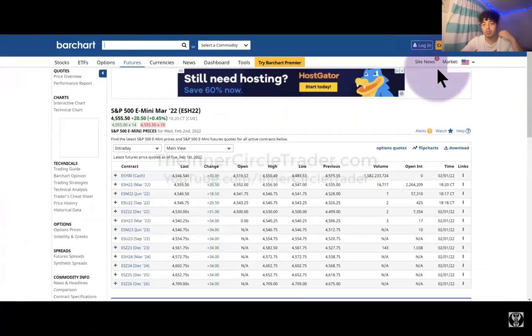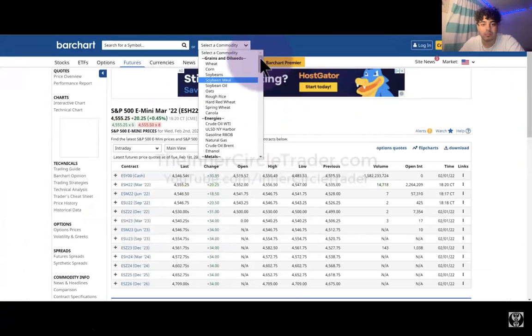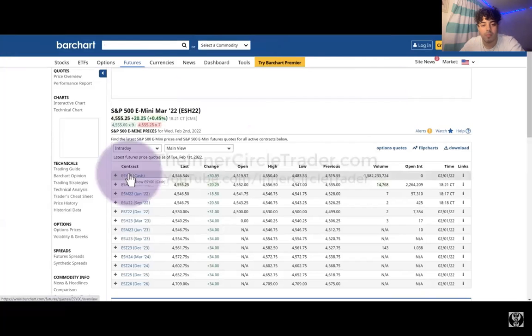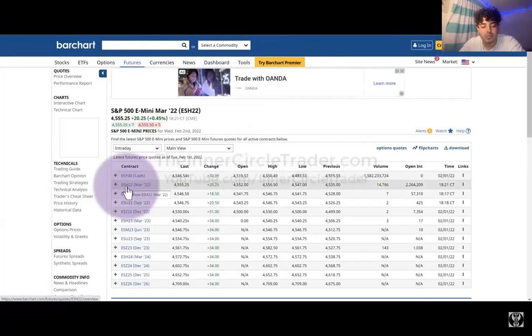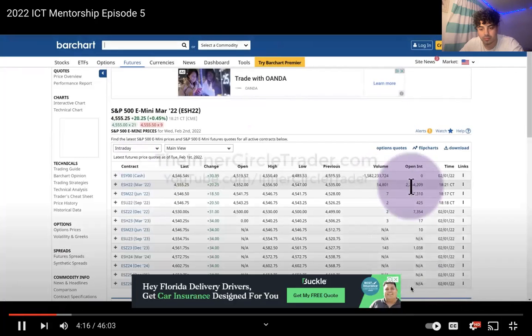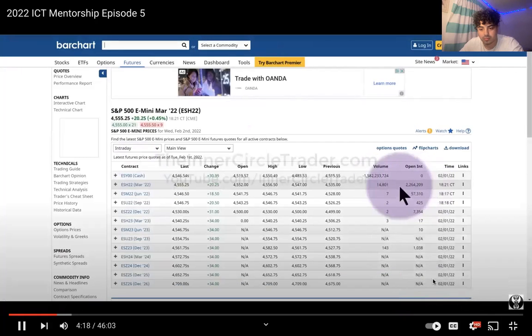barchart.com and you can go to the select commodity tab here. This is all free. You can scrub down into this list here, go to S&P 500 E-mini, click on that. It'll open up what I just showed you there. And the first one, that's the cash. You don't want to look at that. The next contract available is March. See that? It even gives you the little cheat. Right now, this is considered the front month or nearby contract.